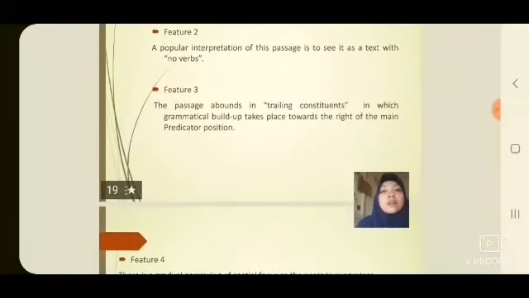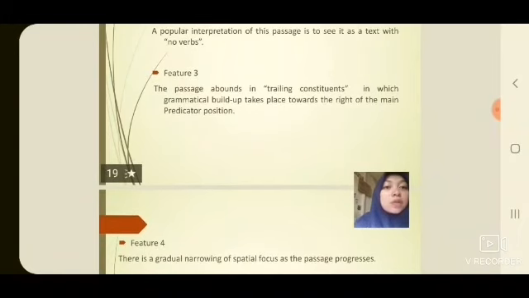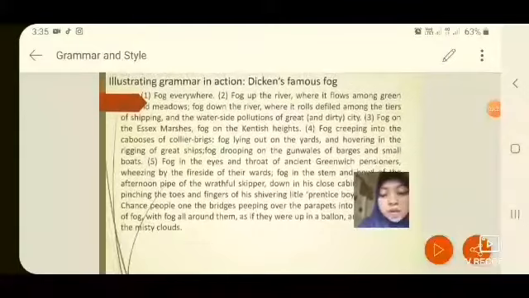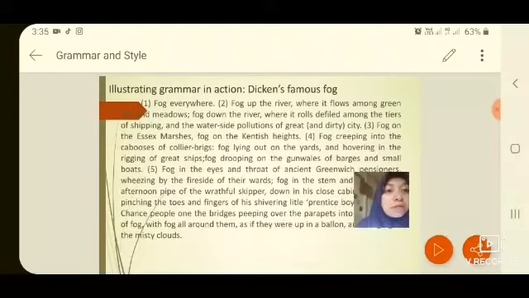Feature 3. The passage abounds in trailing constituents in which grammatical build-up takes place toward the right of the main predicator position. For example, we can look at number 2 from Dickens' famous passage. Folk up the river where it flows among green aits and meadows. Folk down the river where it rolls, defiled among the tiers of shipping and the waterside pollutions of a great and dirty city.